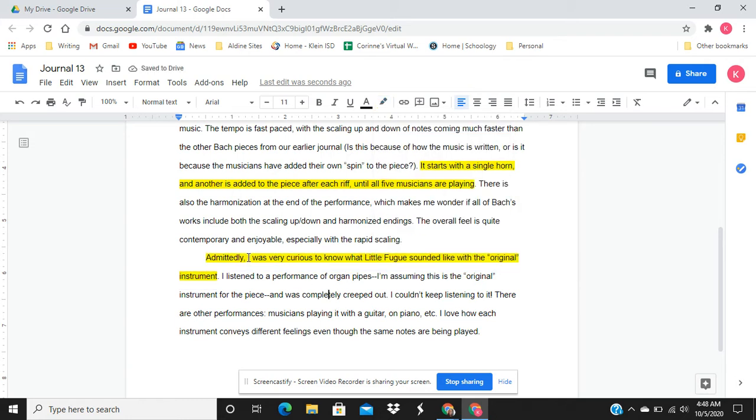The subject of the sentence is I. So I'm going to bold that. And the verb is was. I'm going to bold that. I was. This is the correct subject-verb agreement because the subject is singular, I, and the verb is singular, was.